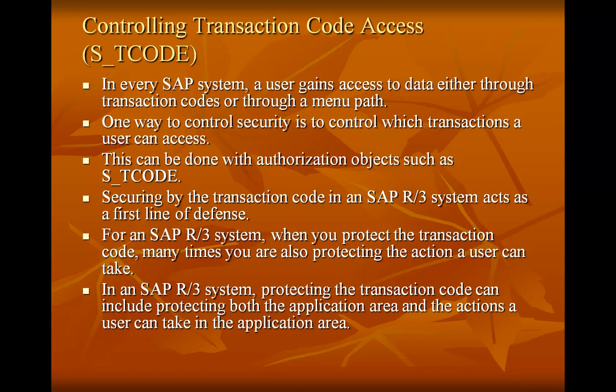So one way to control access to the SAP system is to give or not to give access to transaction codes, and S_TCODE controls that access. Securing by transaction code in an SAP R/3 system acts as a first line of defense. If your user does not have access to a transaction code, what can he or she do? Suppose you don't have access to ME21N, which is for creating purchase orders. Can you create a purchase order? No. So giving access to the transaction codes is your first line of defense, because what you can do as a user in the system is determined by what transaction code access you have. And that access is controlled by S_TCODE.